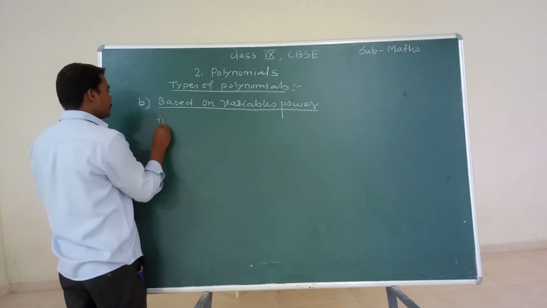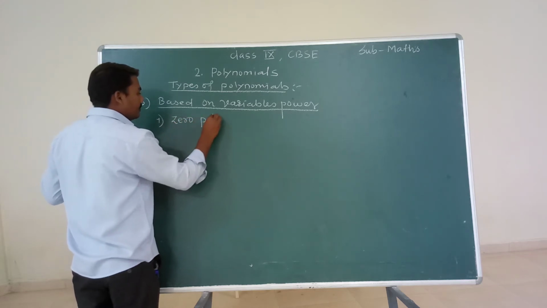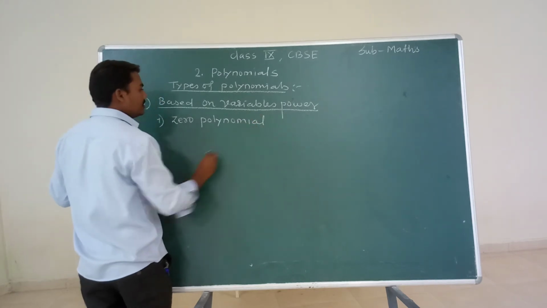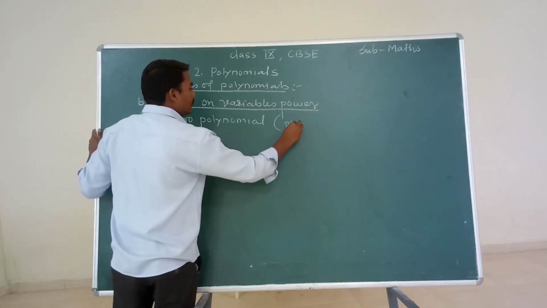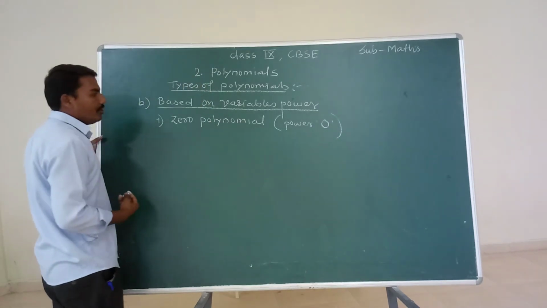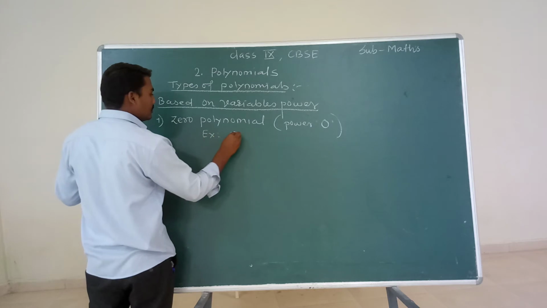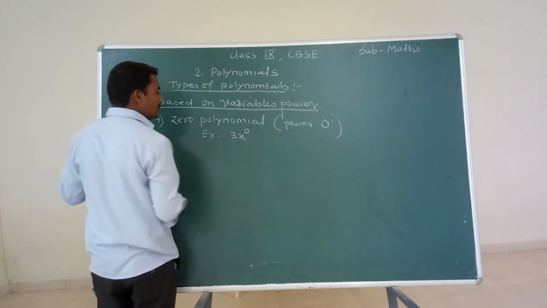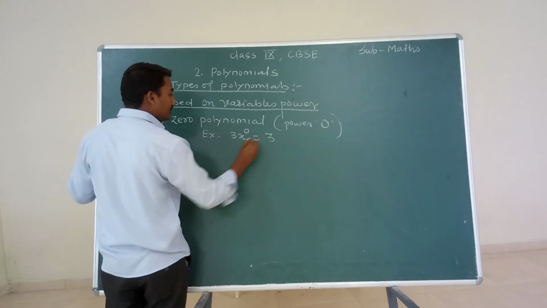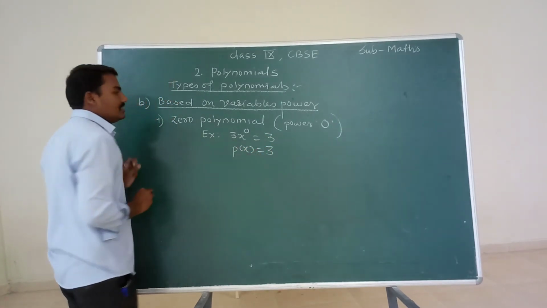First, zero polynomial. Zero polynomial means power is zero. Those polynomials have a power zero. Example, 3x raised to 0. x raised to 0 is 1, so it is equal to 3. So p of x is equal to 3. It is a zero polynomial.